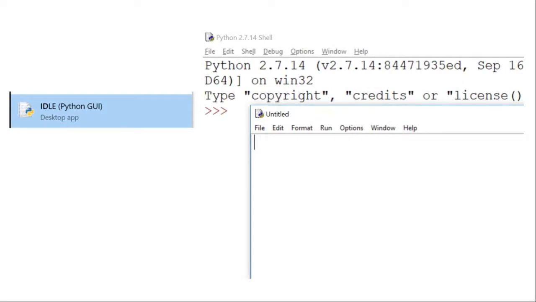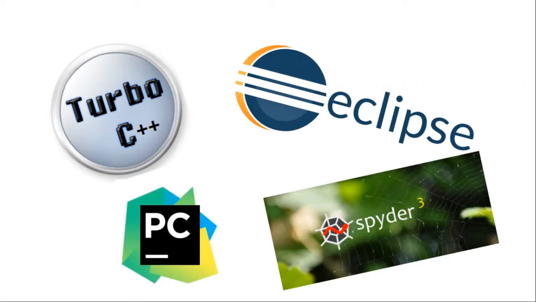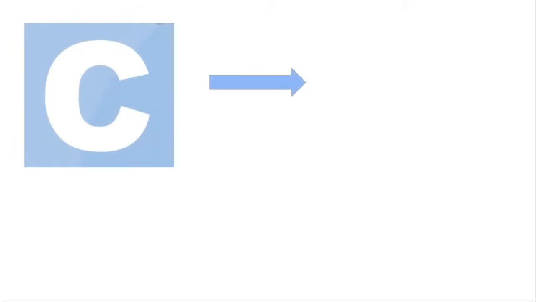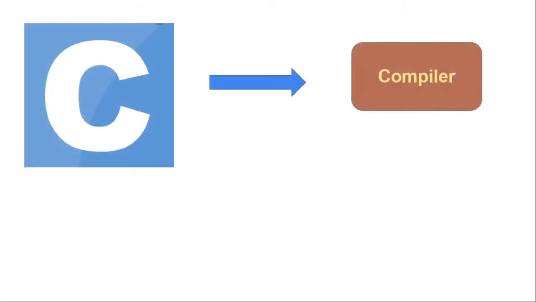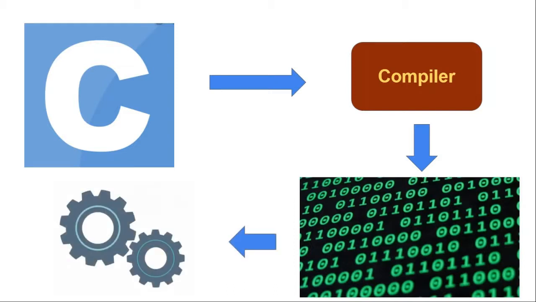When we run a program through an IDE, be it TurboC, Eclipse, PyCharm or Spyder, it interacts with the compiler or interpreter depending on the language, just what we have installed in this video earlier. In C language, the text file saved as .c is changed to binary machine code in the form of .exe, that is zeros and ones, by another program called a compiler, and then finally it gets executed.